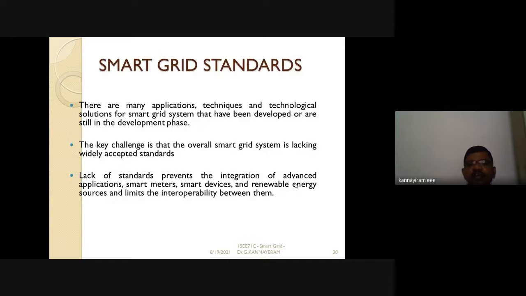Smart grid standards: a smart grid can involve various standards for many applications, and technological solutions can be provided for your smart grid development. Here, the key challenge for your smart grid system is the lack of widely accepted standards. That is the important drawback of the smart grid. The lack of standards can prevent the integration of advanced applications, smart meters, smart devices, and renewable energy sources, which limits the interoperability between the devices.